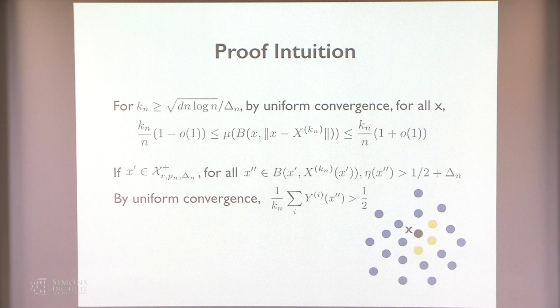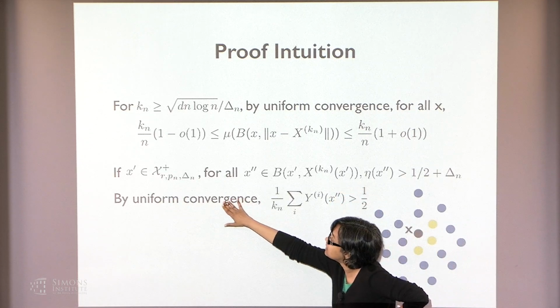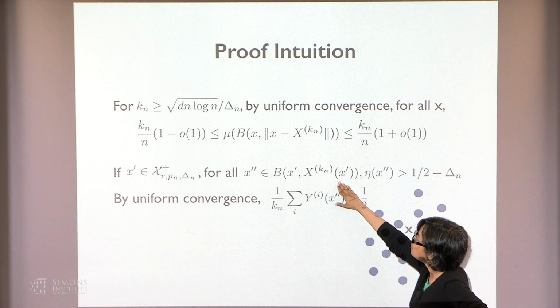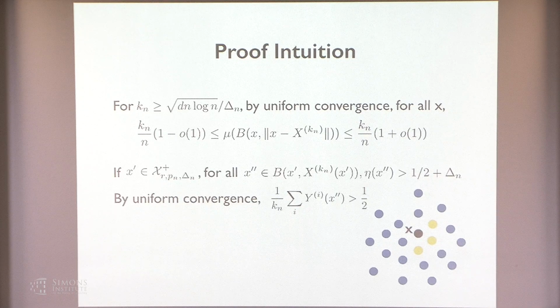Now, if your x prime lies in a positive interior, then for x double prime, which is a knth nearest neighbor of x, this eta is going to be greater than half plus delta n, and by uniform convergence, things will just work out. The idea here is that your ball is big enough and you have enough kn that you are outputting the same thing as the base optimal, which is again the same by definition of the interiors, in the place that you are supposed to be robust. Okay, so that's kind of the idea.